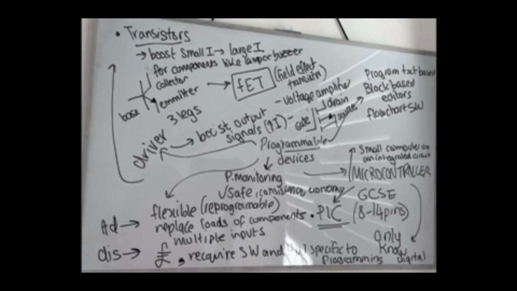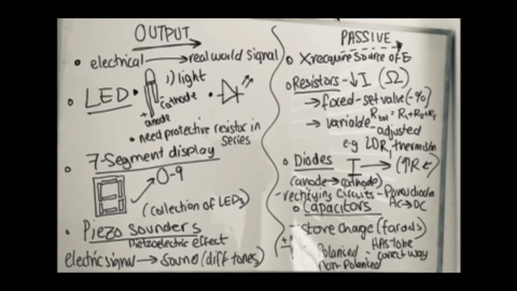Now, the last little bit of information which we haven't covered is about program monitoring. Program monitoring is needed for ensuring that it's safe, it's consistent, and it's economically viable. Now, as well as those devices, we also need to know about output and passive devices. Output devices convert the electrical signal into a real-world signal, and the passive device does the same, but it does not use any source of energy.